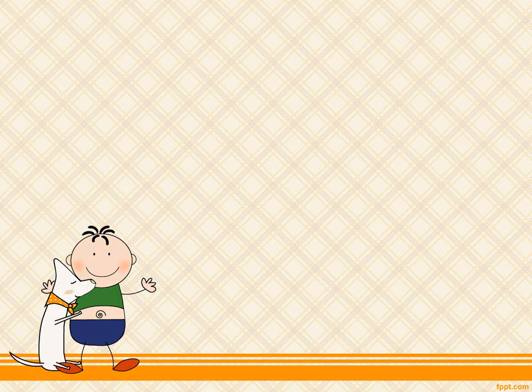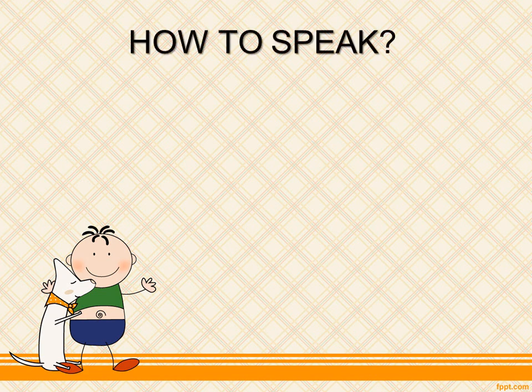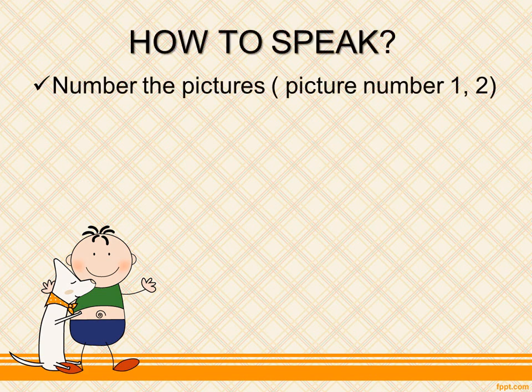Now I will give you some tips to speak this task. Firstly, you need to number the pictures. Some people can say picture number 1, picture number 2, or some people can say in the first picture or in the second picture. If you number the picture, the listener can know that you are talking about the different pictures, not the same pictures, and they will pay attention to your speaking.